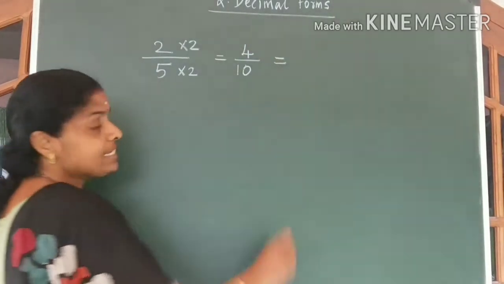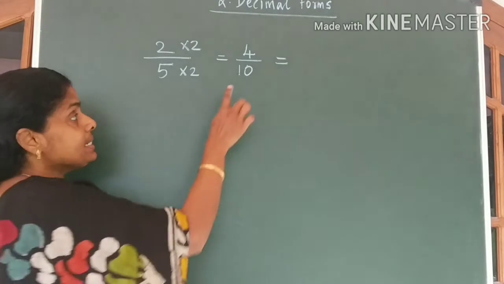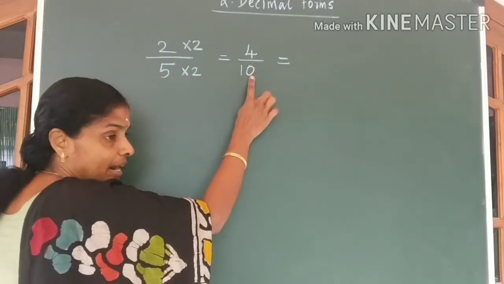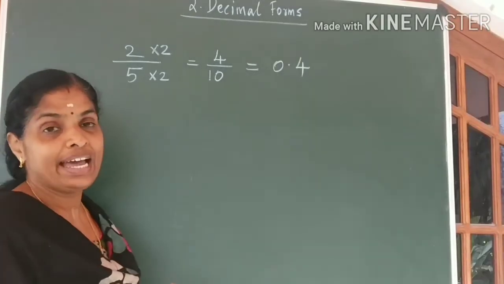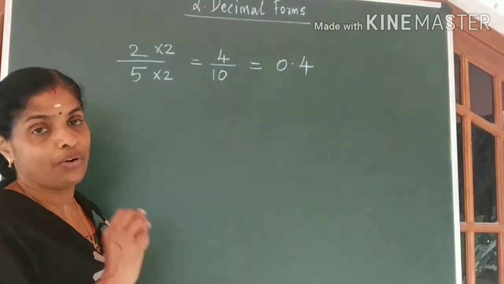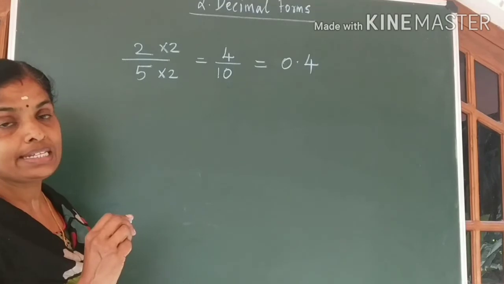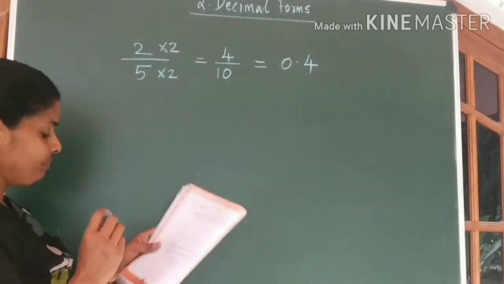How do you write it in the decimal form? Since 4 is divided by 10, keep the decimal point before 1 digit. So the answer is 0.4. Now let us take one more example.